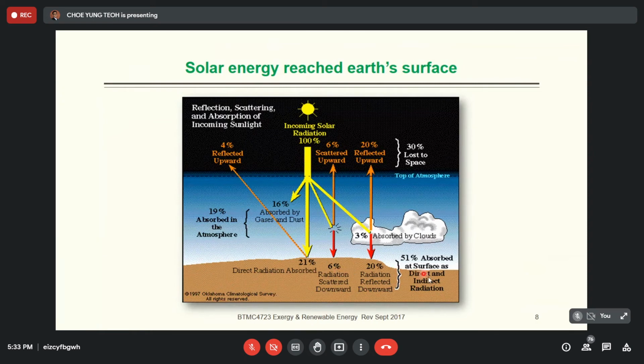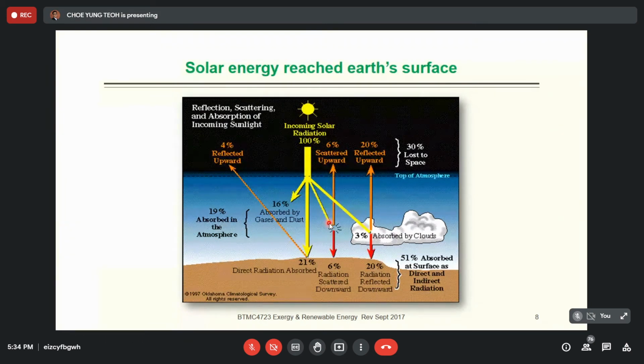How much do you actually receive? Only 51%, because you have the cloud. Cloud will absorb some. It will reflect some. Reflect upward, you get nothing. Reflect downward, you still get something. And it will scatter.